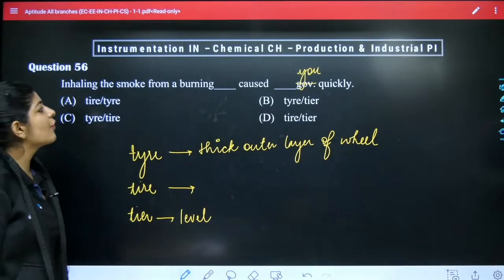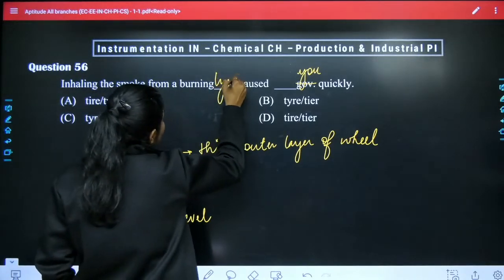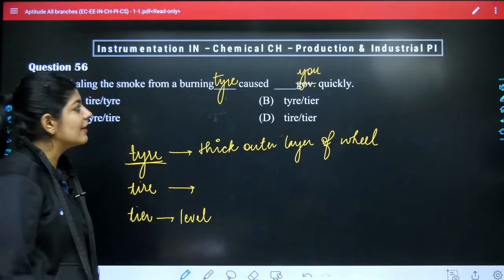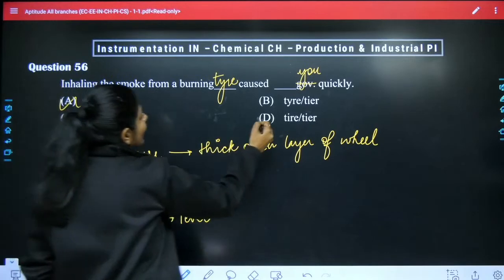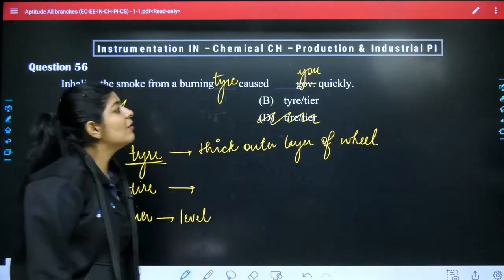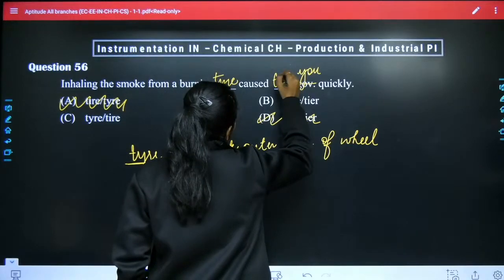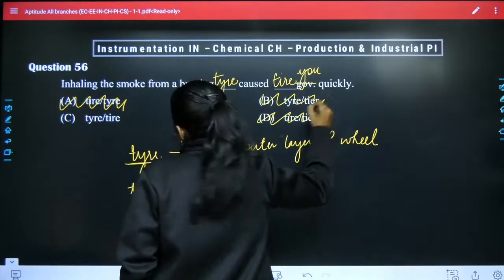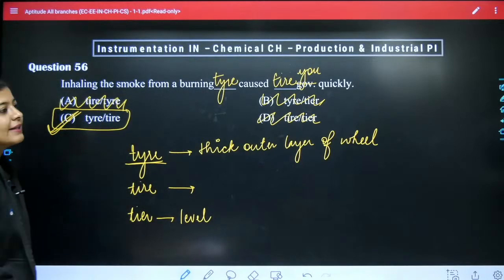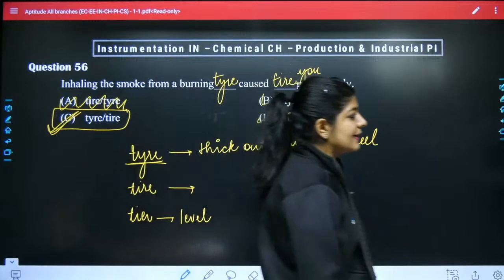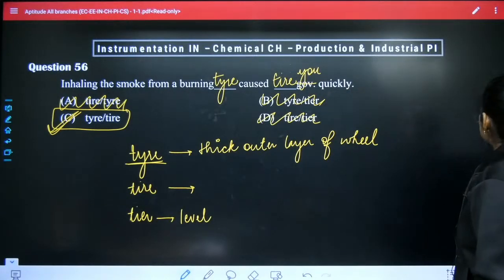Inhaling the smoke from a burning tire. It is clearly seen that the first filler is done with the word tire. That means option A is eliminated and option D is eliminated. Now, cause tire quickly. That means option B is also eliminated and the correct answer is option C. This is a very easy question.